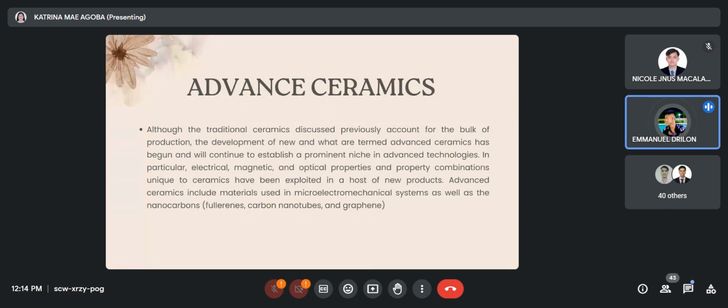So, unlike sa dinescribe ko sa pinakauna, itong advanced ceramic, ang pinagkaiba lang niya sa mismong ceramic is kung ang ceramic is nagamit siya ng organic compounds, ito naman is ang ginagamit niya is inorganic. Ayun lang. Next.